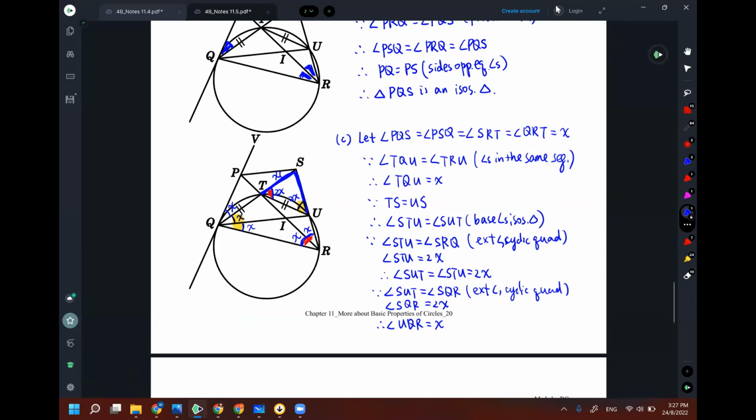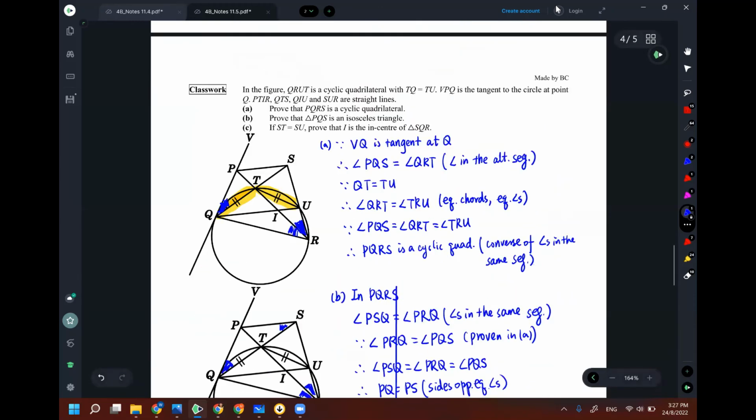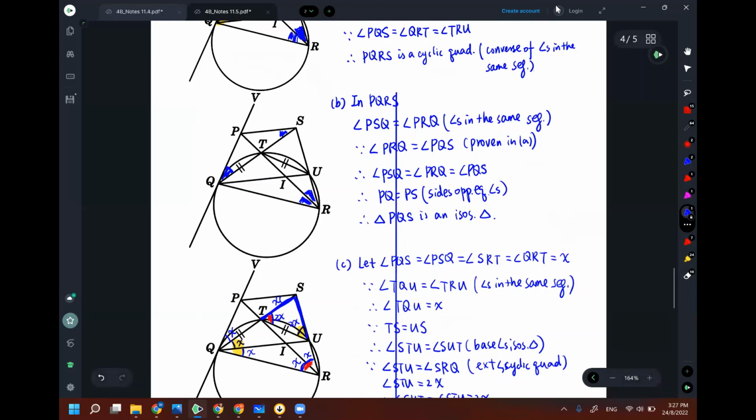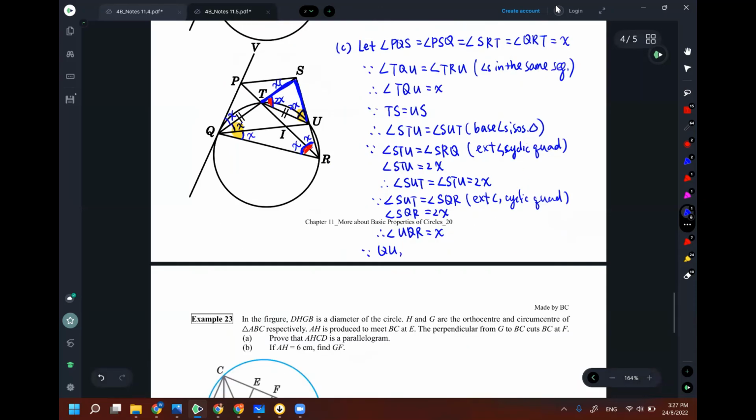Let's write the final conclusion. Because now angle QU and line TR are the angle bisectors of angle SQR and angle SRQ, and therefore I is the incenter of triangle SQR.